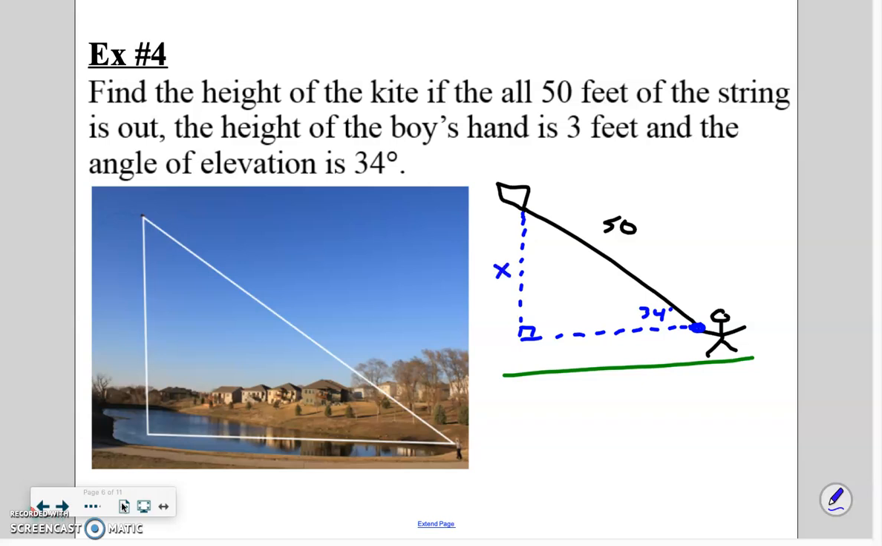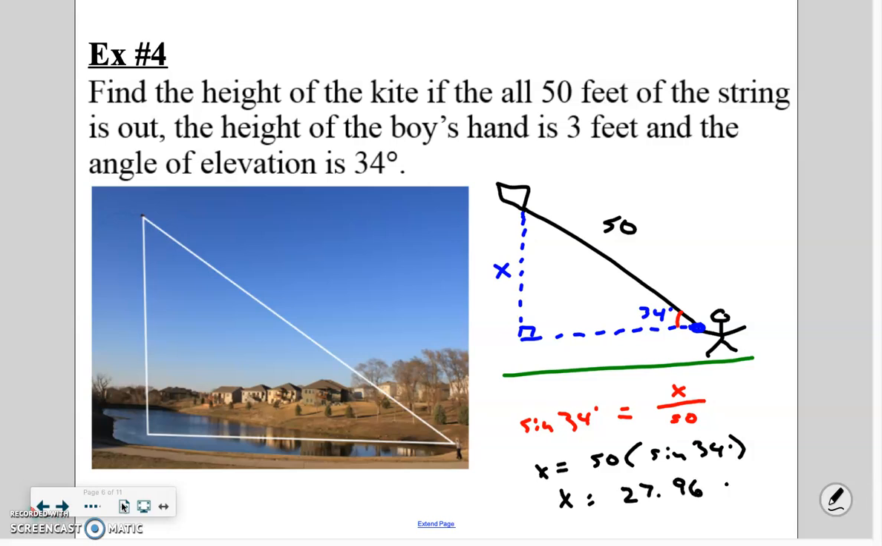Also, yes. X is the opposite of the 34-degree angle. 50 is the hypotenuse, so opposite hypotenuse. What's my trig function? So the sine of 34 degrees is equal to the opposite over the hypotenuse. We're going to multiply both sides here by 50, so x is going to be 50 times the sine of 34 degrees. What do I get there, please? 27.96 or something like that? Yeah, that's right. 27.96 feet.